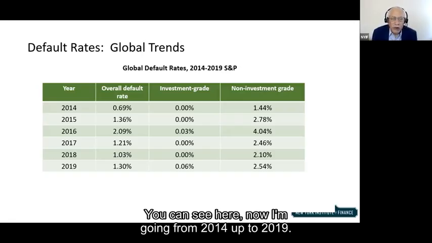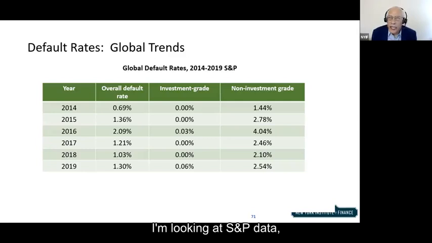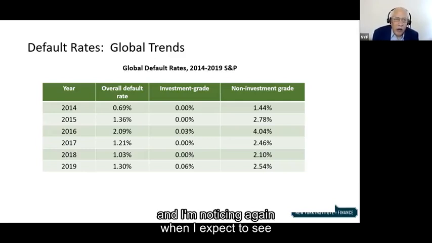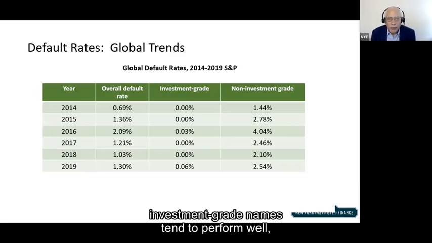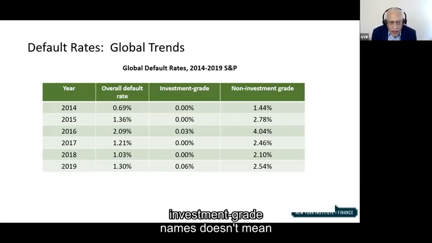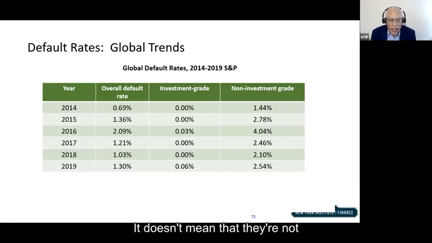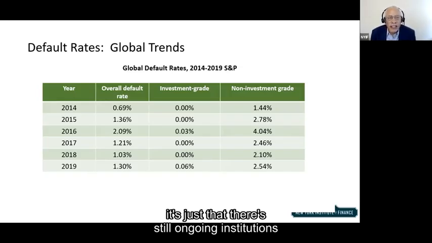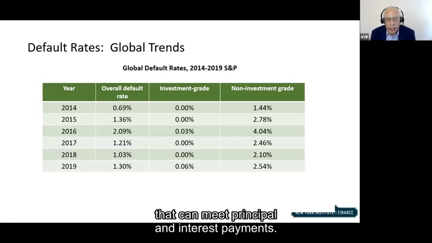And you can see here, now I'm going from 2014 up to 2019. I'm looking at S&P data, and I'm noticing again, like what I expect to see, investment grade names tend to perform well, as we would expect. And in non-investment grade names, there's some fluctuation in terms of default rates. Let's also keep in mind, investment grade names are not immune to risk, and it doesn't mean that they're necessarily performing up to par. It's just that they're still ongoing institutions that can meet principal and interest payments.